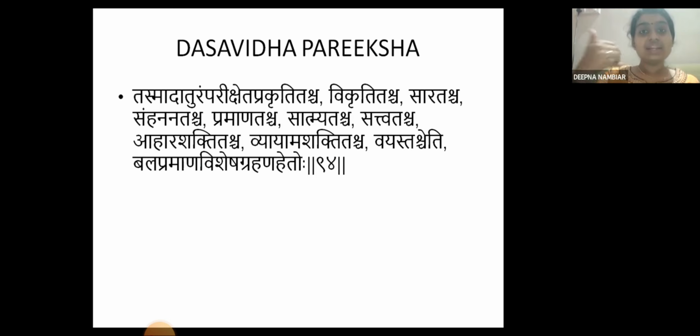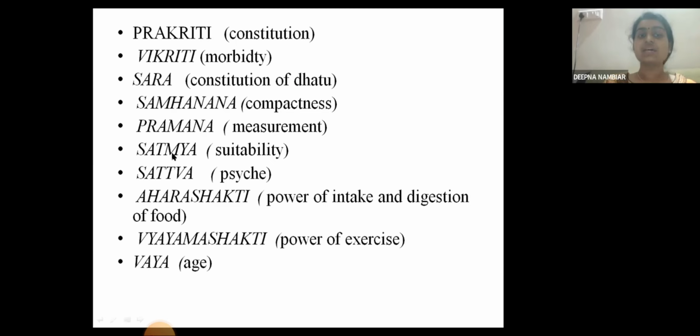So a clear analysis of the patient, for his whole concepts of dosha, dushya, avastha, etc., is very necessary in the case of Panchakarma. So the Pariksha Bhavas, or the importance of Pariksha in Panchakarma, also gain importance. And moving on to our session, Dashavida Pariksha, we have Prakriti, Vikriti, Sara, Samhanana, Pramana, Satmya, Sattva, Ahara Shakti, Vyayama Shakti, and Vayah.